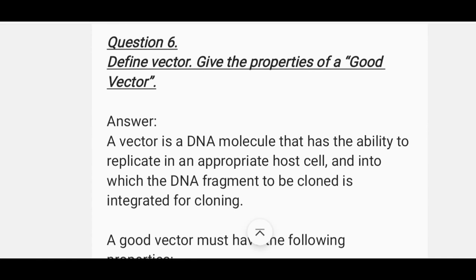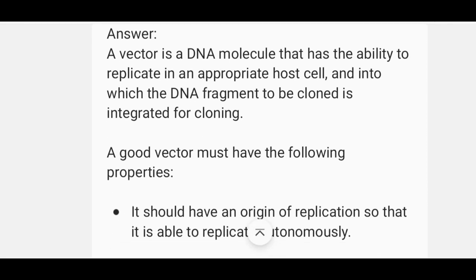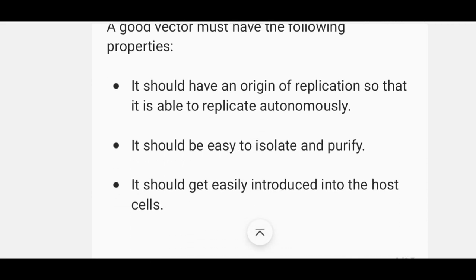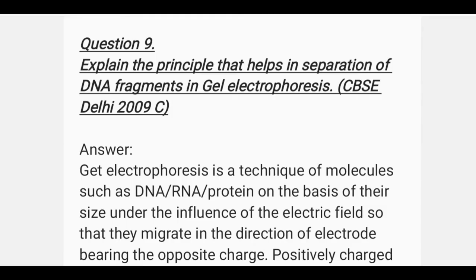Question 6. Define vector. Give the properties of a good vector. Again, a very important question. A vector is a DNA molecule that has the ability to replicate in an appropriate host cell and into which the DNA fragment to clone is integrated for cloning. A good vector must have the following properties, and you have to write some properties for the vector, like it should have an origin of replication, it should be easy to isolate and purify, and it should get easily introduced into the host cells.